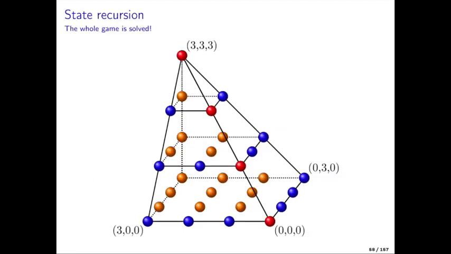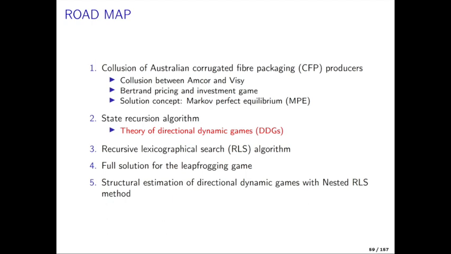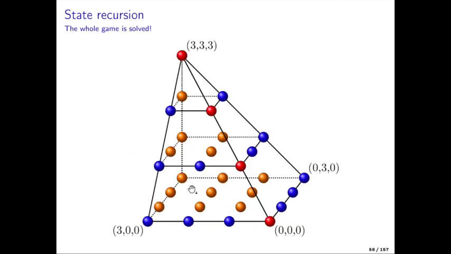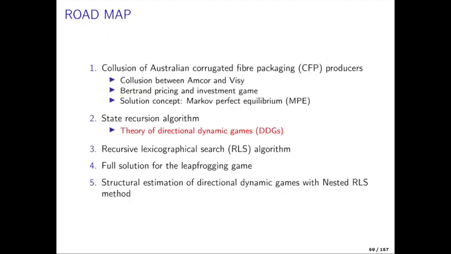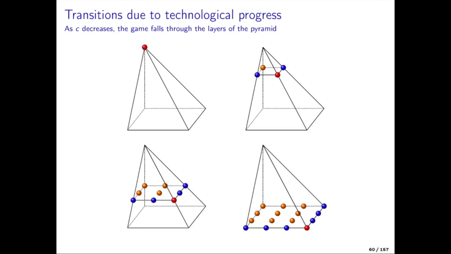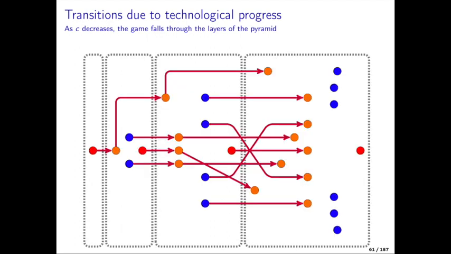Now, all of this is actually conditional on an equilibrium selection rule, because there could be multiple stage game equilibria in each case, okay? And this is what is creating the multiplicity of the game, and this is where this recursive lexicographical search algorithm is coming into the picture. Anyway, before we start talking about all of this, let me just give a few examples of what this state recursion can be applied to, and talk a little bit about the theory of directional dynamic games, or DDGs. Okay, now as mentioned here, as C falls through the game, it only falls, it never increases, right?